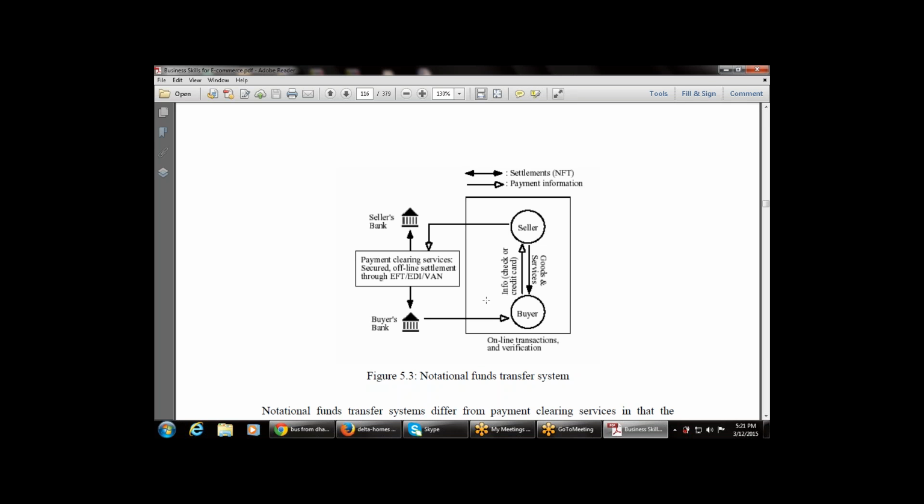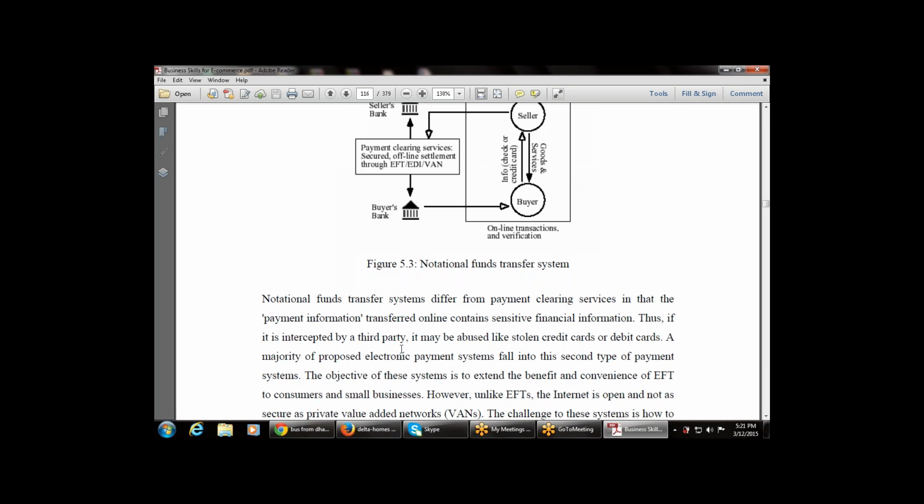In the same way, there is a buyer's bank that deals with the buyer who purchases the goods. So there is an online transaction and verification in the buyer's bank. So there are two types of banks involved. One is related to the seller, one is related to the buyer. The seller clears the services and makes the payment with the offline method, either through EFT, EDI or VAN. And there is a buyer's bank that deals with the buyer. So there is a relationship between the buyer and the seller. So that is a notational fund transfer system.